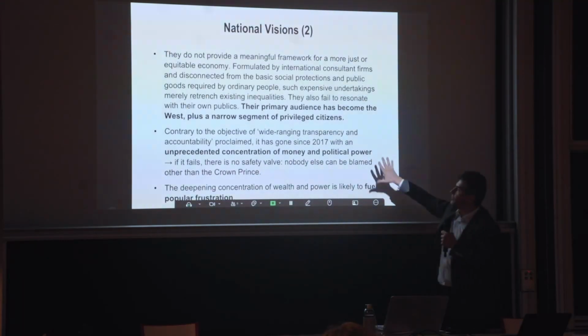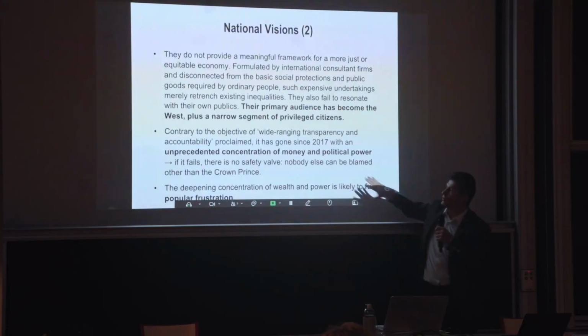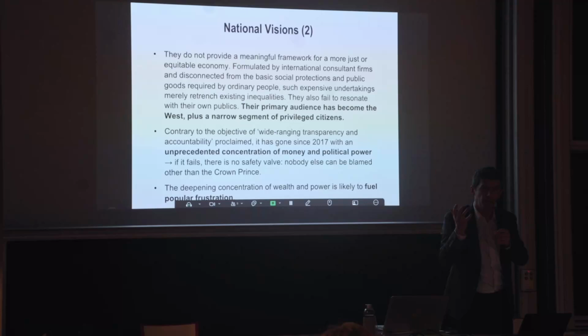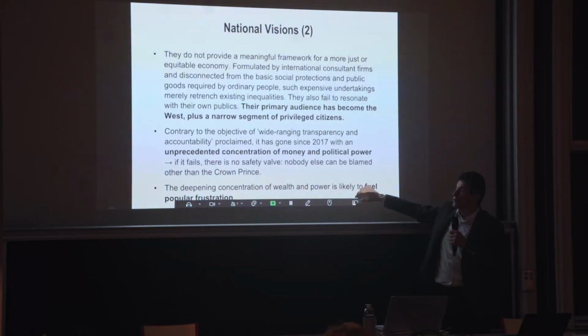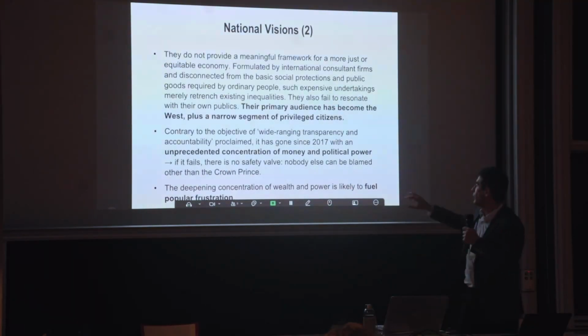We'll probably talk about that in the discussion, but contrary to the objective of wide-range transparency and accountability, it has gone, in Saudi Arabia but in other countries, with an unprecedented concentration of money and political power. Because most of these contracts related to these visions, the construction contracts and others, are granted to the same business elites or same companies that already benefited and that were already close to the rulers, but sometimes even to the rulers themselves, right? And so there is no reason why the deepening concentration of wealth and power will not fuel popular frustrations, as it had fueled already before 2011 during the Arab uprisings, when people were already complaining about the concentration of money and power in the same hands.